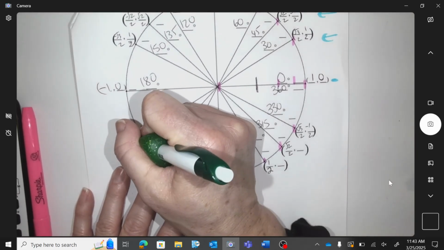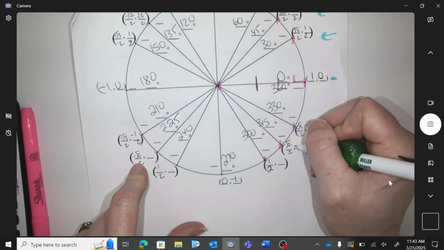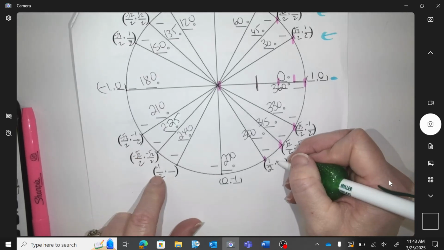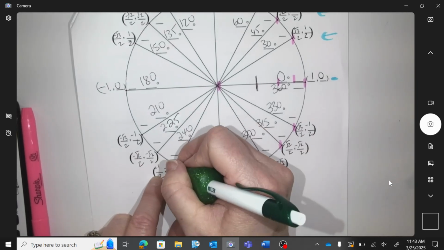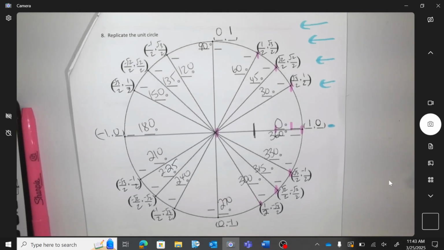Okay, and same thing down: negative a half, negative root 2 over 2, negative root 3 over 2. Okay, so that is a unit circle. You have nothing with you, no calculator, you just get your paper and you have to write all that stuff on there.